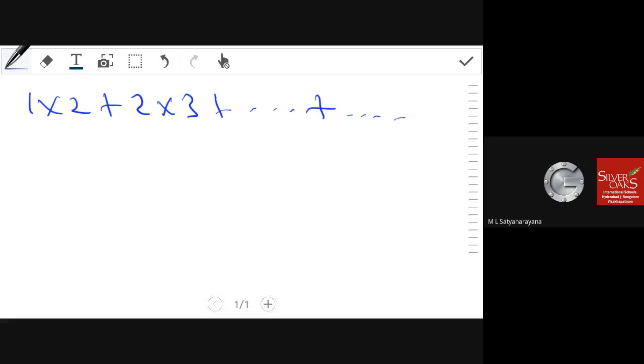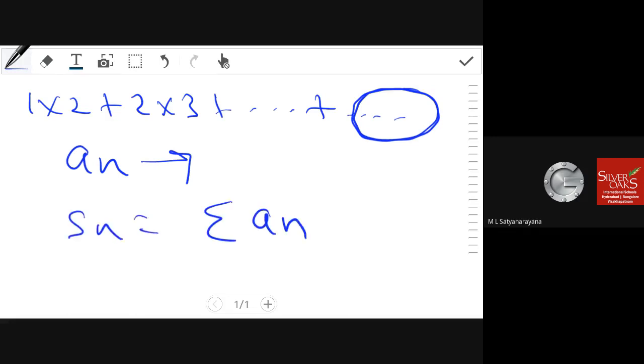Now, any special series, whenever you want to find the sum to n terms, first thing is we have to find the nth term of that series. We have to find the nth term, meaning the last term. Then we'll do the sum of that. Once you know the nth term, it is very easy to find the sum to n terms. When you know the nth term, how to find sum to n terms? It means sigma of the nth term. So once we find the nth term, just find the sigma of that.